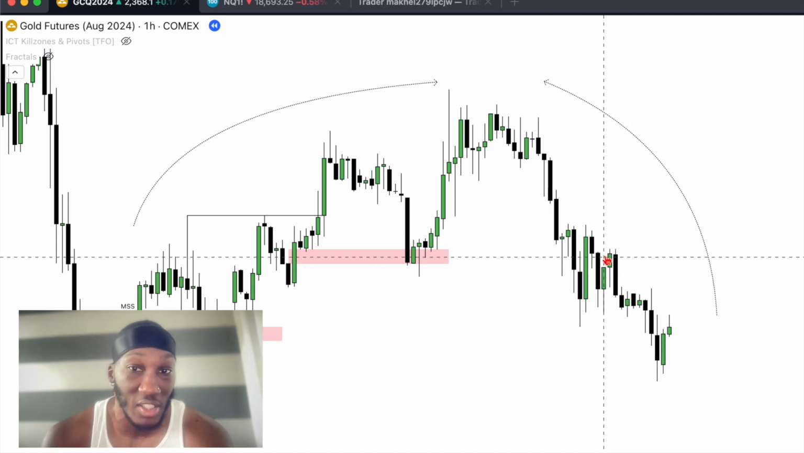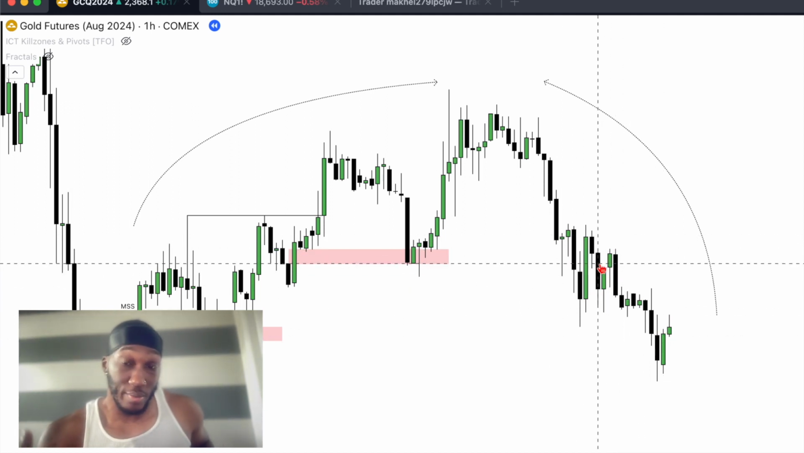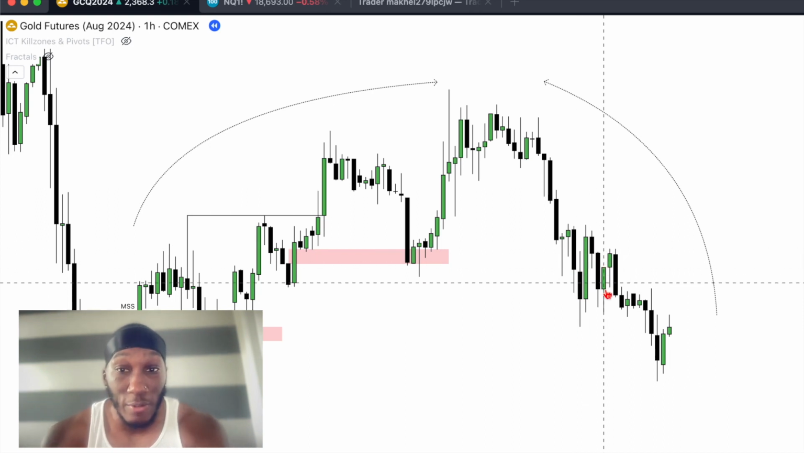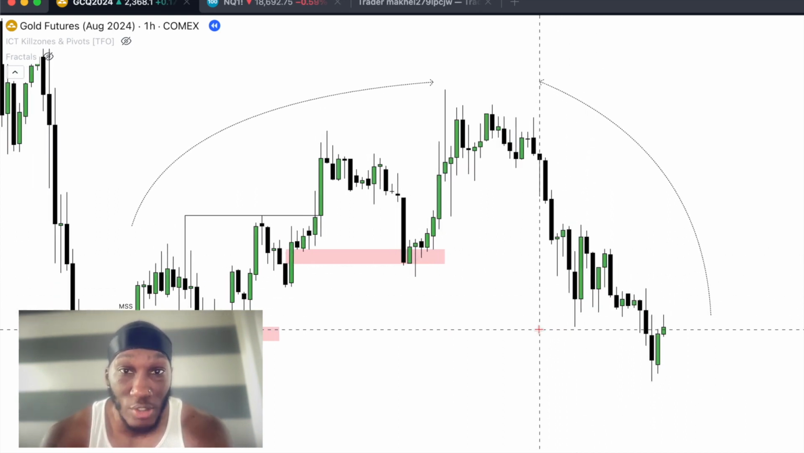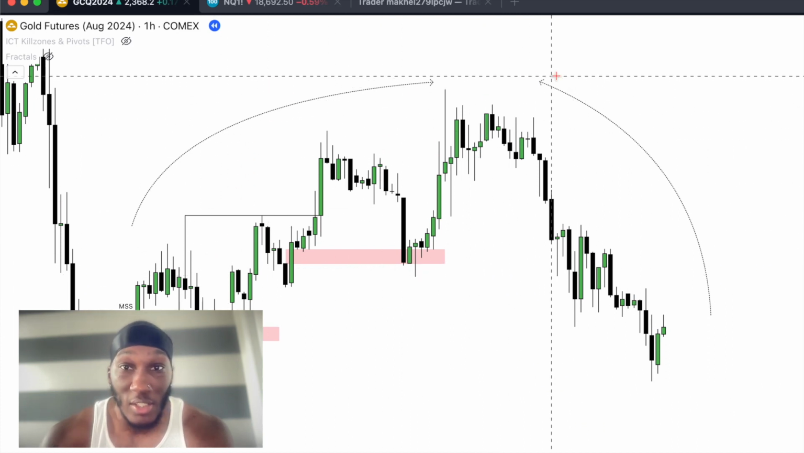This isn't the cleanest, so this is not tradable. You can trade it if you want, but this is not clean for me to trade, so this is not appealing to trade. But as you can see, this is the market maker buy model. This is the market maker sell model. This is how this works.